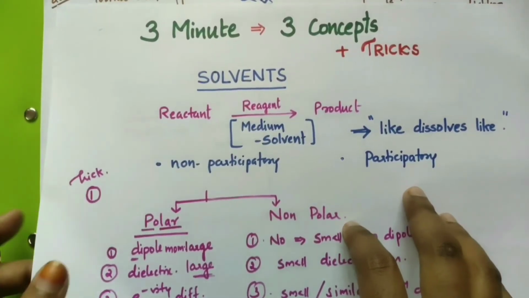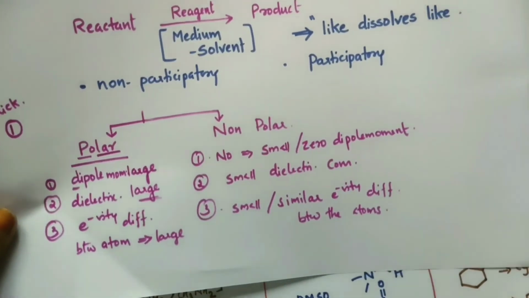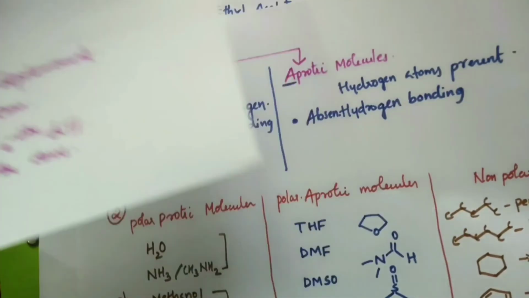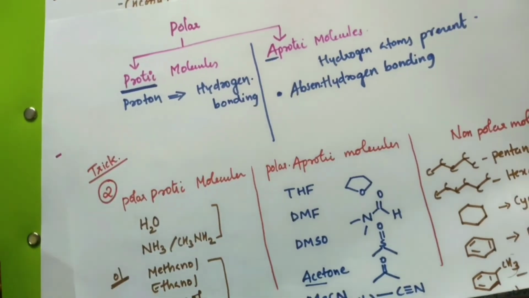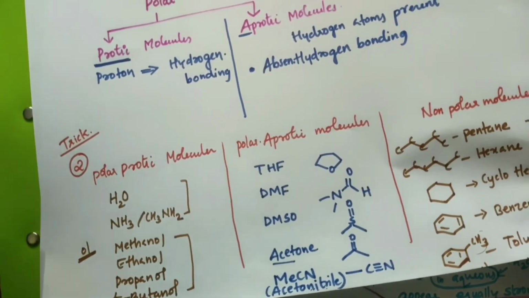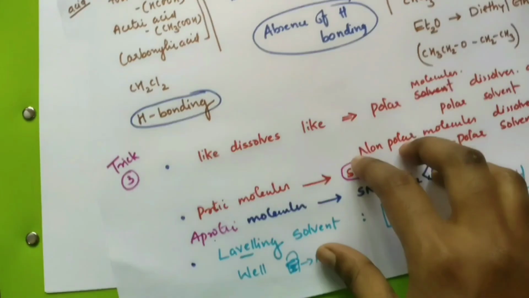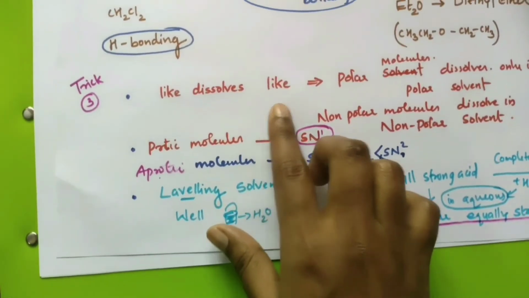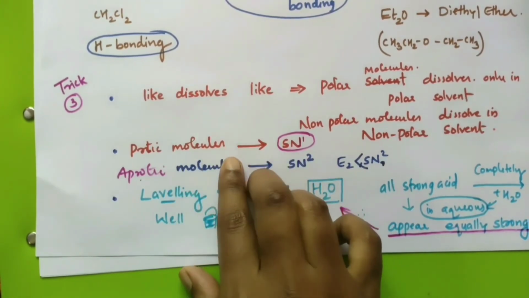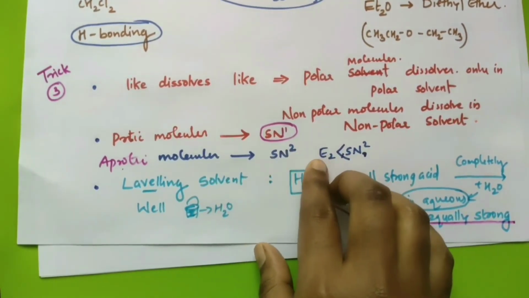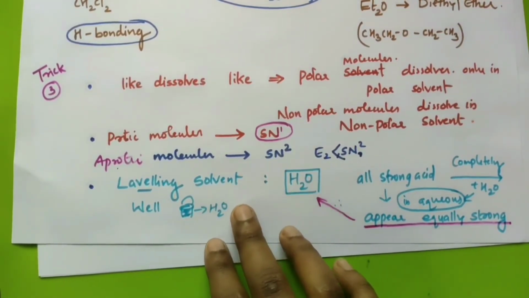So here is the end. Solvents: trick number 1, differentiating polar and non-polar molecules, and differentiating protic and aprotic molecules; trick number 2, the examples for polar protic molecules, polar aprotic molecules, and non-polar molecules; and trick number 3, what dissolves in which, which reactions protic molecules prefer, and why water is called a leveling solvent.